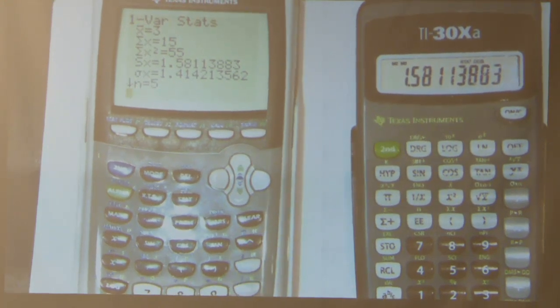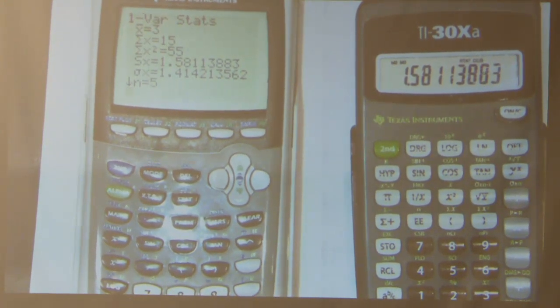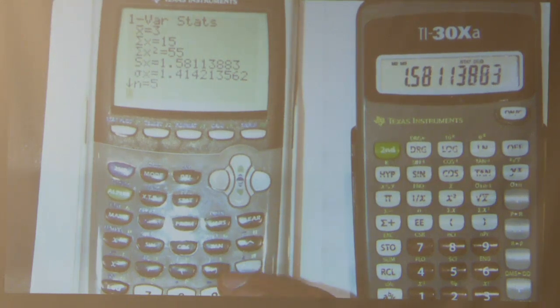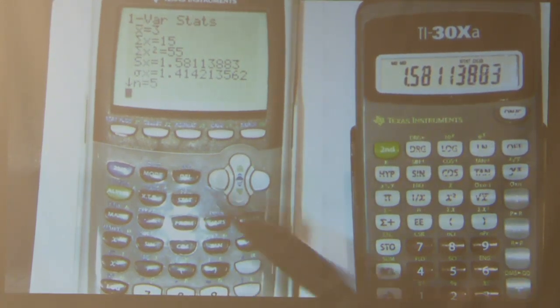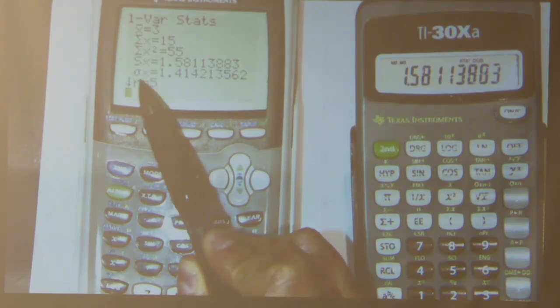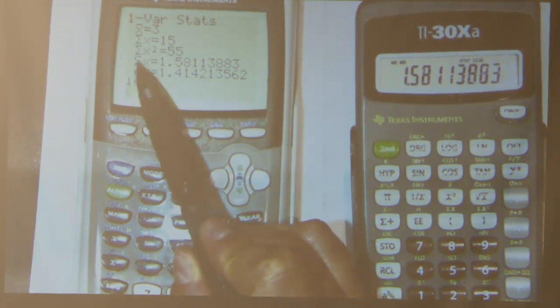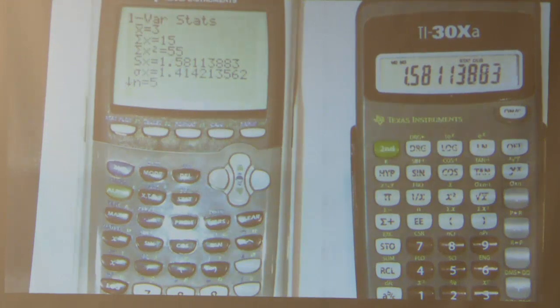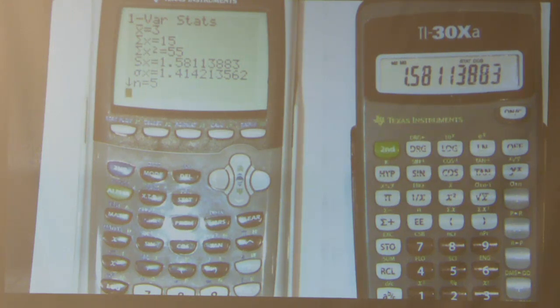Your X bar is going to be your mean, your N is going to be just your sample size, and your SX is going to be the standard deviation. I know it might be tempting to pick the sigma. Don't pick the sigma. It's not the right answer. So the standard deviation on this kind of calculator is going to be the 1.58. And then again from that, if you wanted to find the variance, you would just take this value and square it.